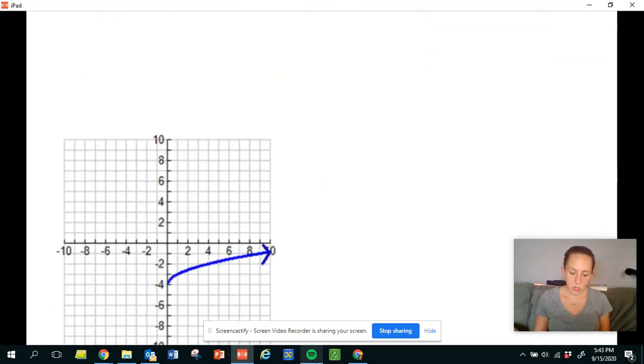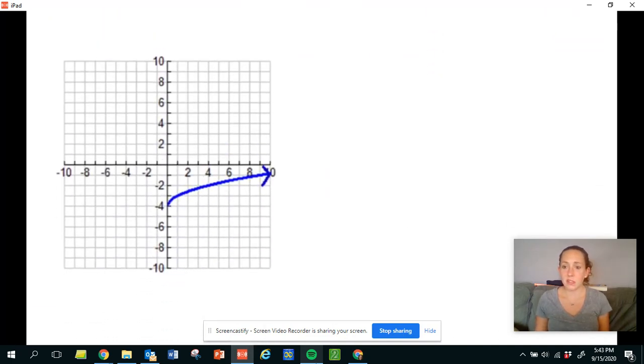On your work this week, it's going to ask you 3 things. It's going to ask you, is it a function? And then it's going to say, what's the domain and what's the range? We're going to use inequalities to do domain and range. So first off, is it a function?